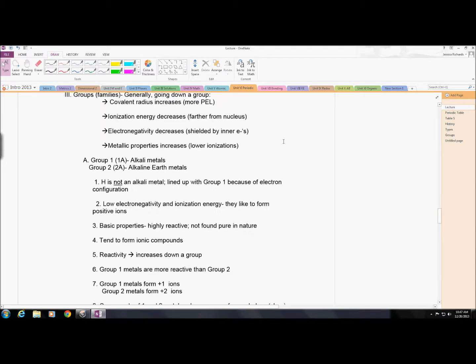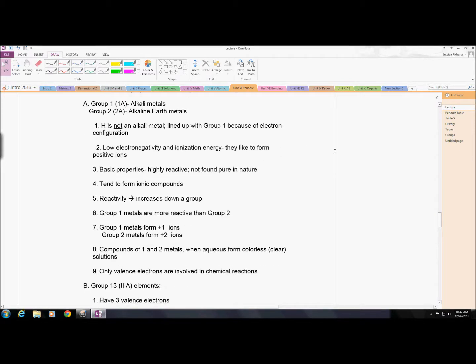Okay, group 1 and 2 you need to memorize the names of. Group 1 are the alkali metals. Group 2 are the alkaline earth metals. I've written them on the periodic table already. If you haven't already written those names in, you probably should do that now.